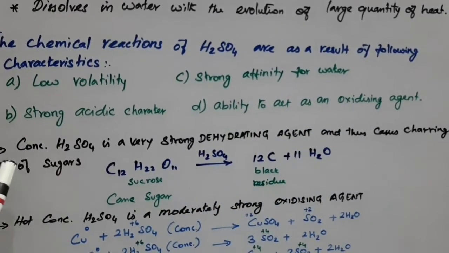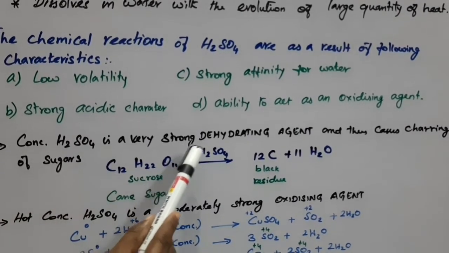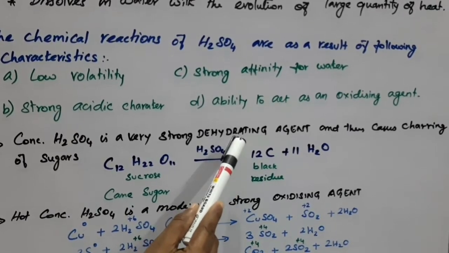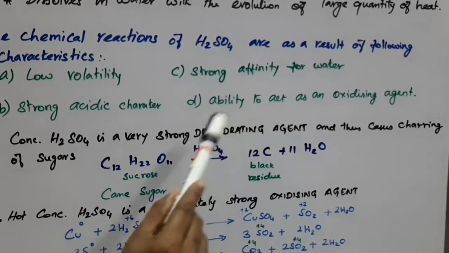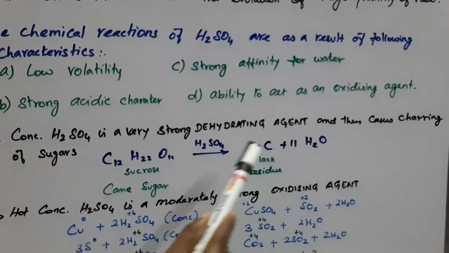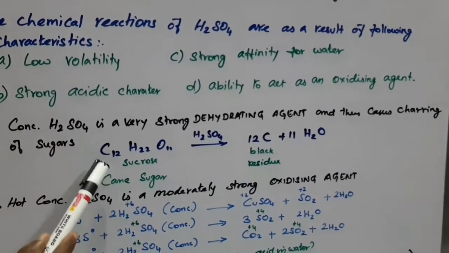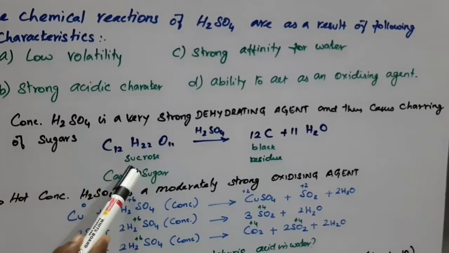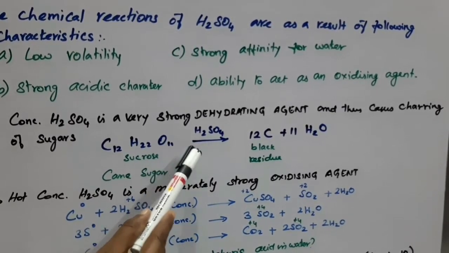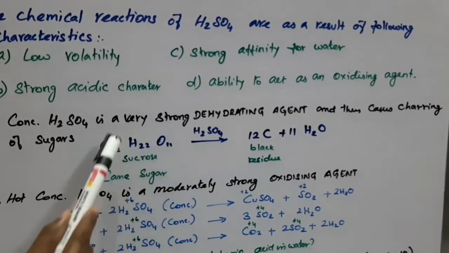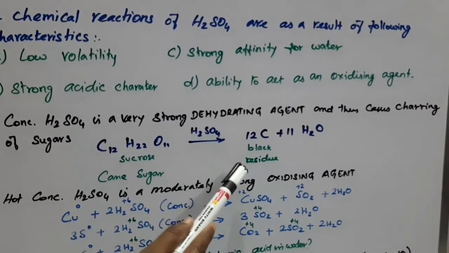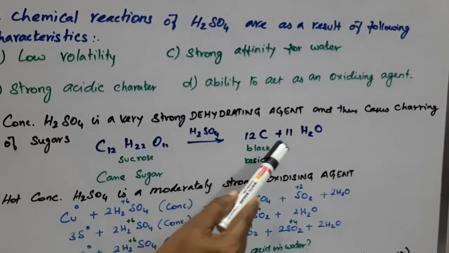Concentrated sulfuric acid is a very strong dehydrating agent. What do we mean by dehydrating agent? Removal of water from a particular substance. Thus it causes charring of sugars. Suppose cane sugar, its formula is C12H22O11, sucrose. In the presence of concentrated sulfuric acid, all the moisture content is absorbed by the sulfuric acid. We get a black residue, carbon, charcoal, and water.